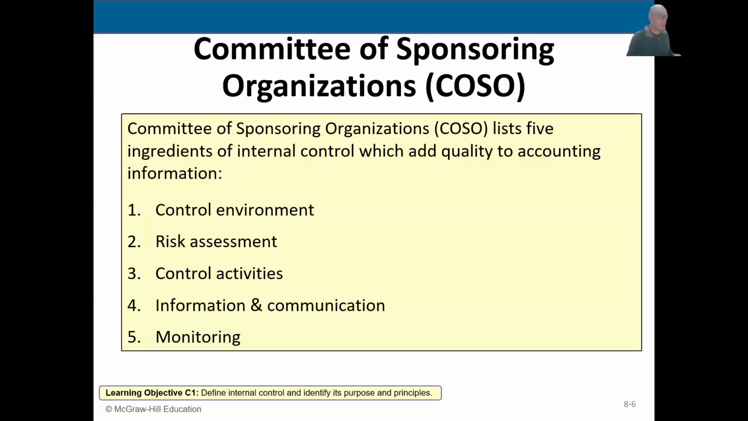The second is risk assessment. It's so important in business to be able to identify, analyze, and manage risk factors. Risk can come from outside the company. An example would be economic risk, where there's a downturn in the economy, and that downturn then, of course, translates into lost sales. We call that external risk, and that's more specifically economic risk.